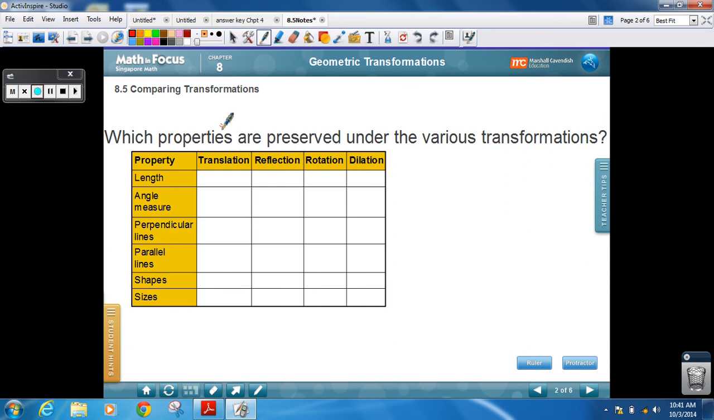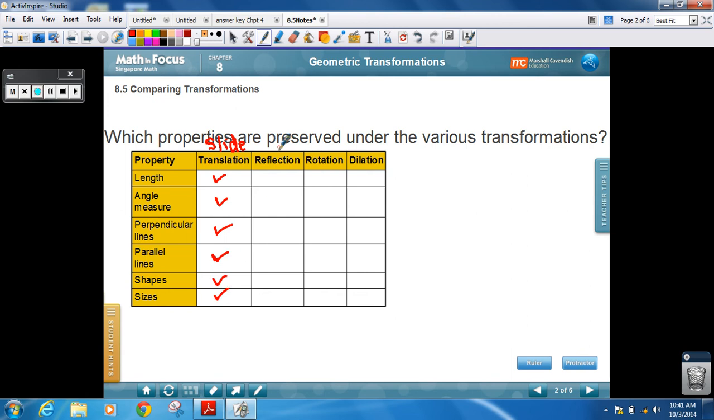Okay, this next part is just filling out a table so we can make sure we understand the properties of all 4 of the transformations that we have discussed. Remember, a translation is what we consider kind of like a slide. So on a translation, does the length stay the same? Yes. The angles stay the same. Perpendicular lines stay the same. Parallel lines all stay the same. The shape is the same, and so is the size.